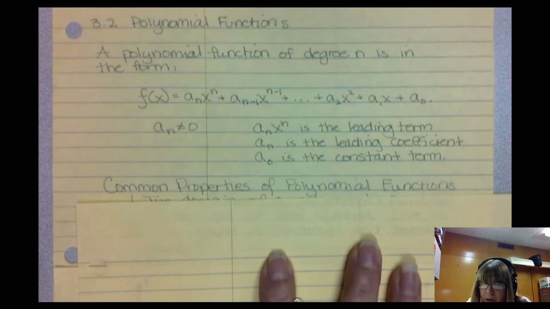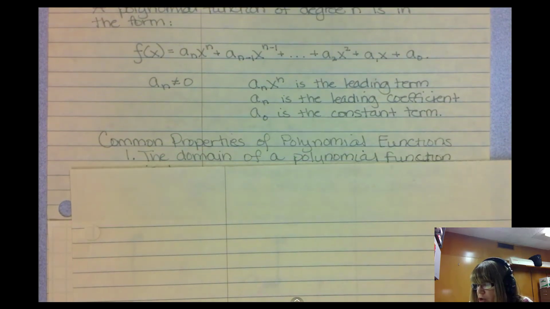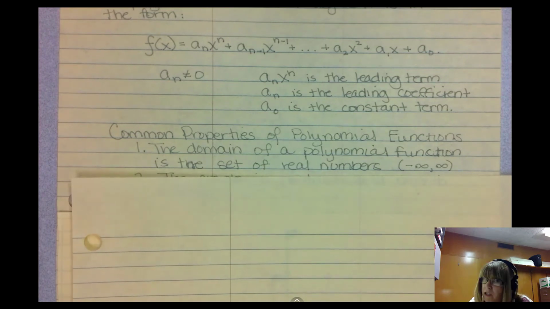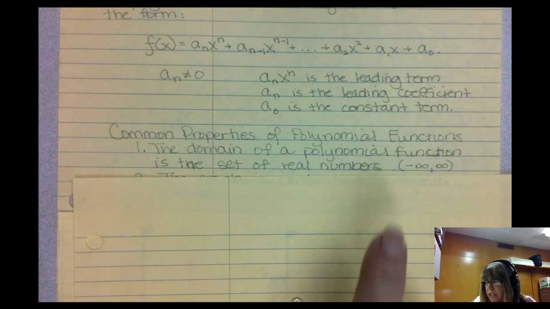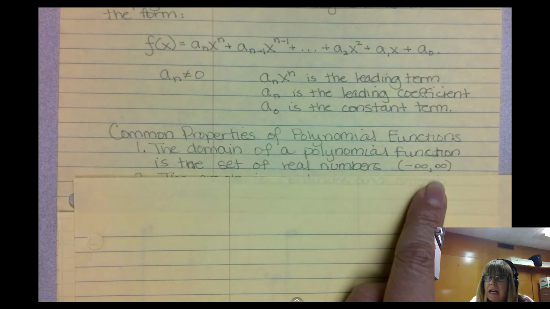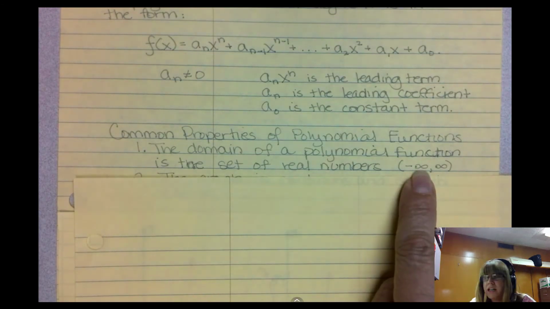Here are some common properties of polynomial functions. First of all, the domain of a polynomial function is the set of all real numbers, meaning it goes from -infinity to +infinity. If you have a function that has any limits on its domain, where it's only a subset of this whole real number line, then it is not a polynomial function. It must meet this criteria to be a polynomial function.